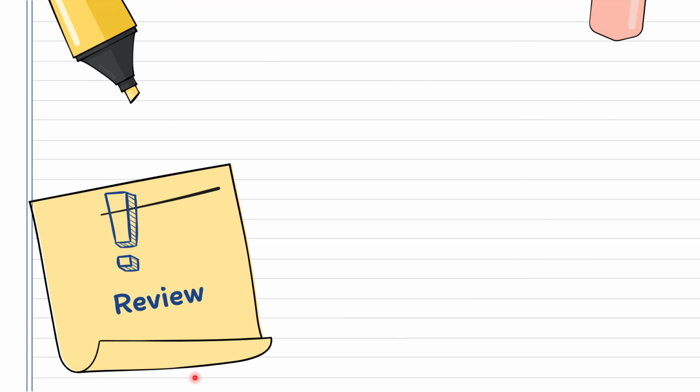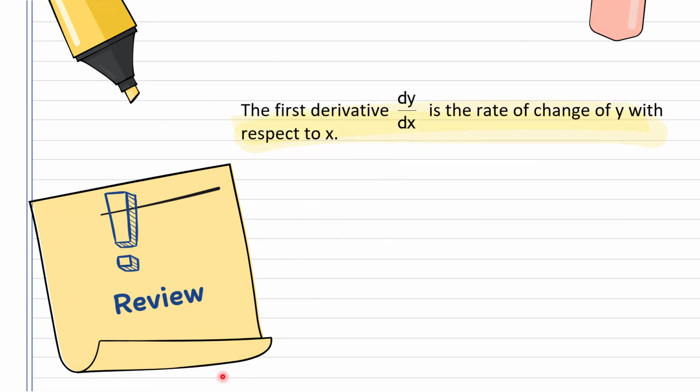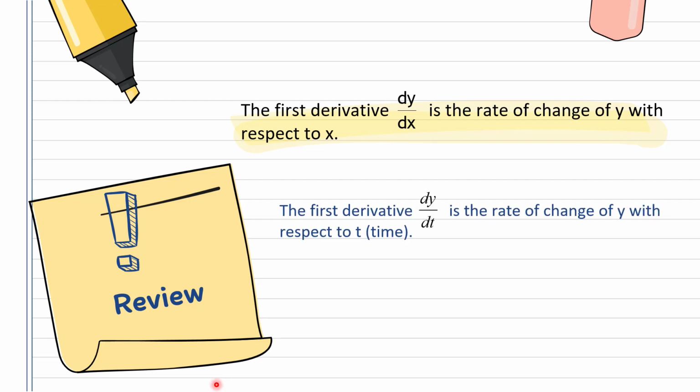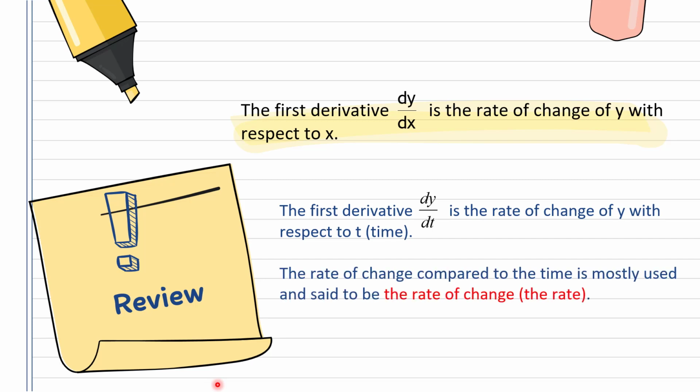So before having the example, let's review. We already know that the first derivative dy/dx is the rate of change of y with respect to x. The variable is x, right? So if we change the first derivative to dy/dt, it will be the rate of change of y with respect to t. In here, t is time. So later, the rate of change compared to the time is mostly used and said to be the rate of change or only the rate.